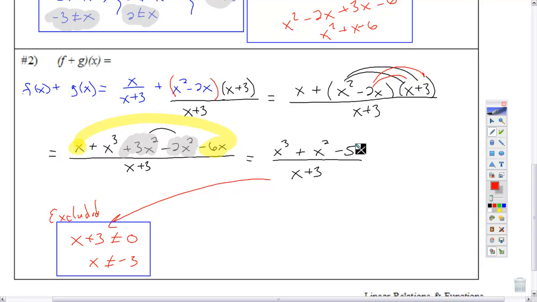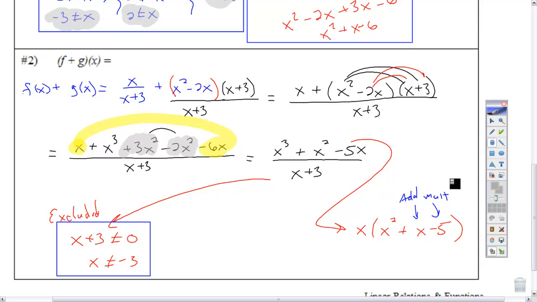This numerator here factors. GCF is x, gives me x squared plus x minus 5. See if this factors more. I'm looking for two numbers that multiply to give me negative 5 and add to get me positive 1. You'll find that no such numbers exist. This does not factor anymore.